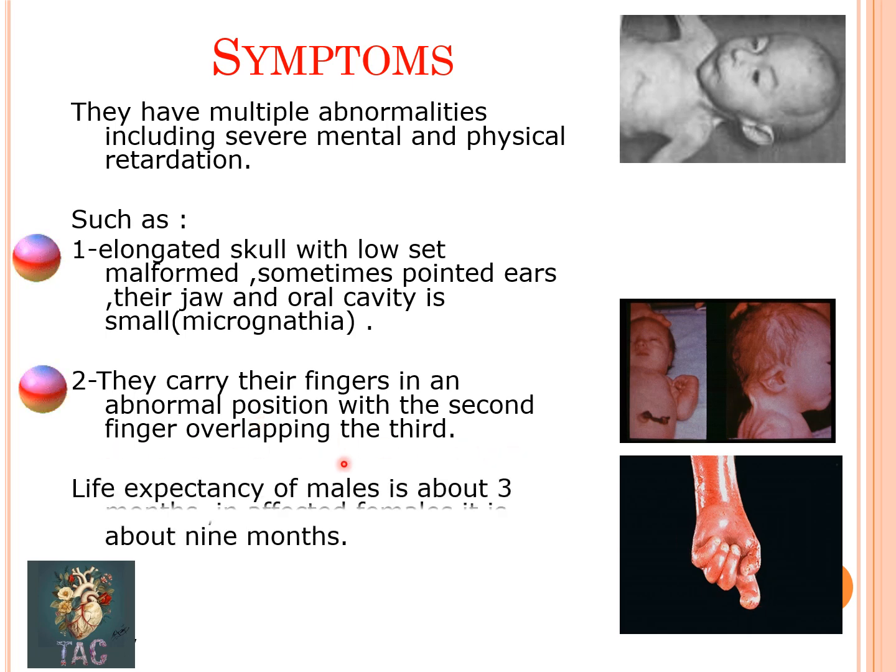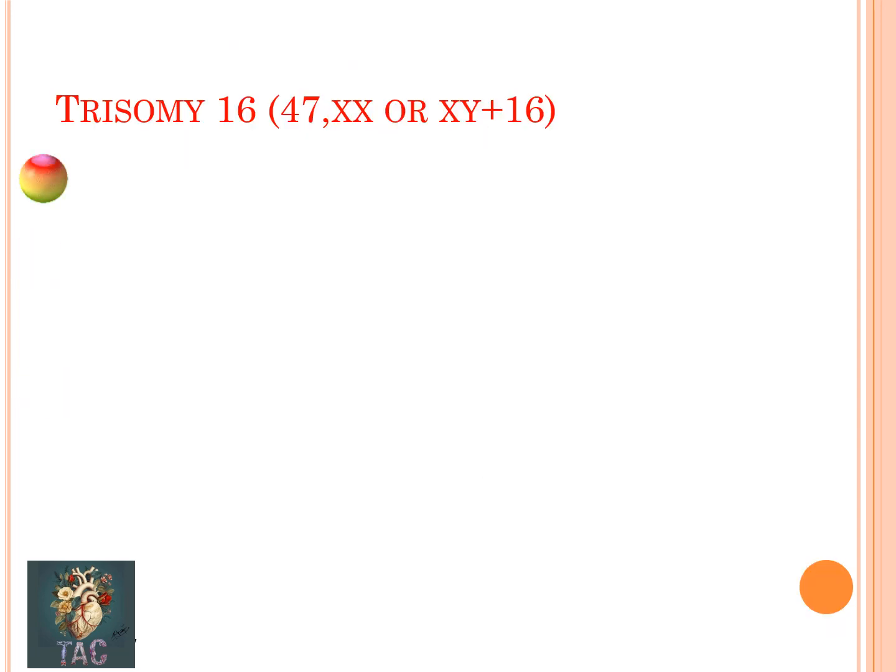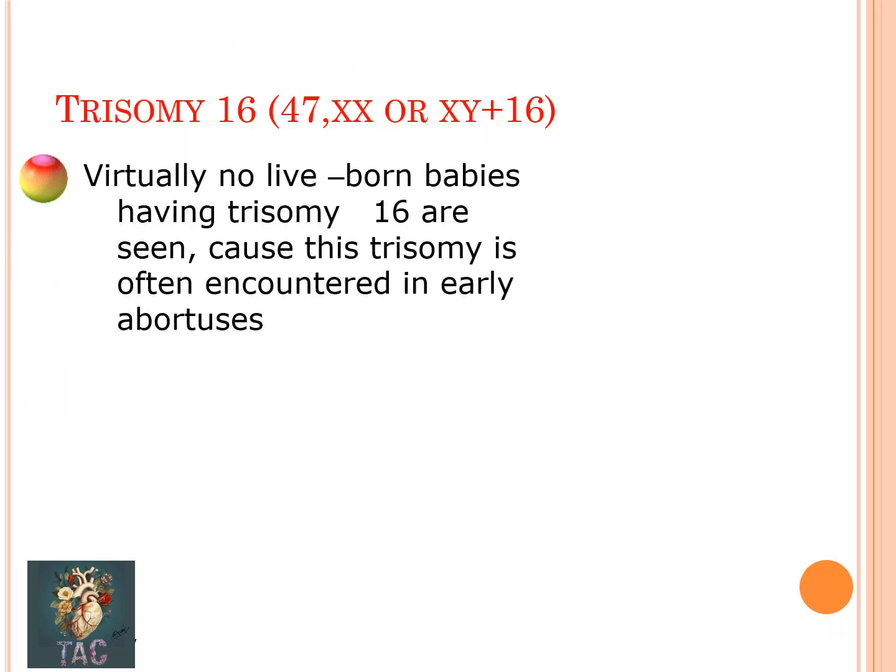In this diagram you can see the abnormally positioned fingers, with the second finger overlapping the third. Life expectancy of this syndrome is about 9 months in affected females, and about 3 months in males. The third one is trisomy 16.